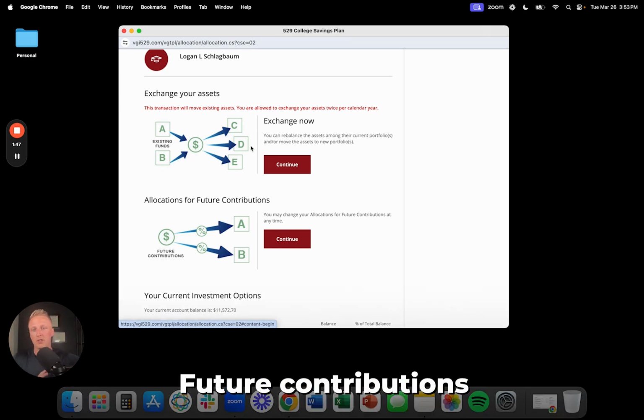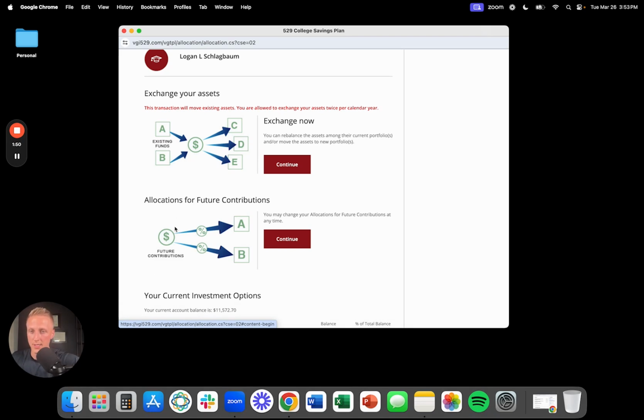Secondly, future contributions need to be updated as well. That's where this comes into play. So you've got to do both, step 1 and step 2 right here. So this one is continue. I'll continue here in a second.